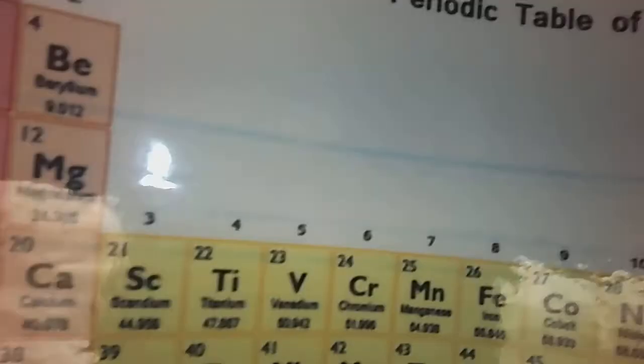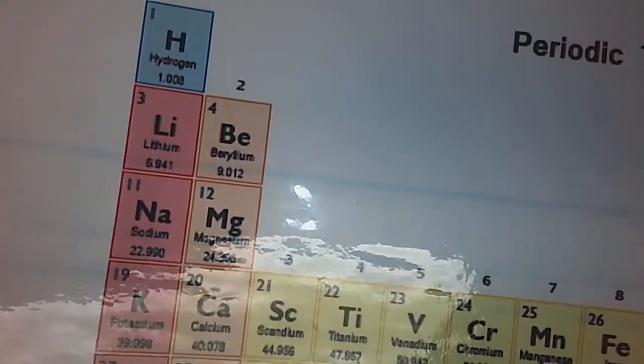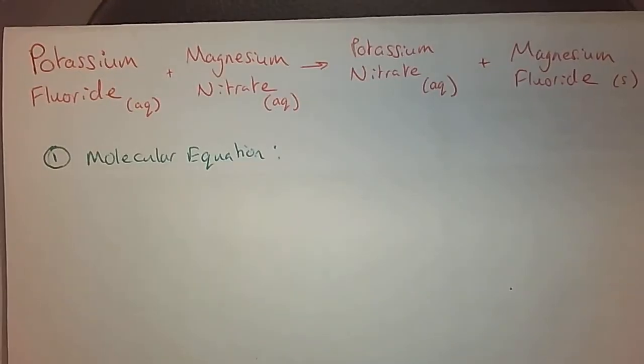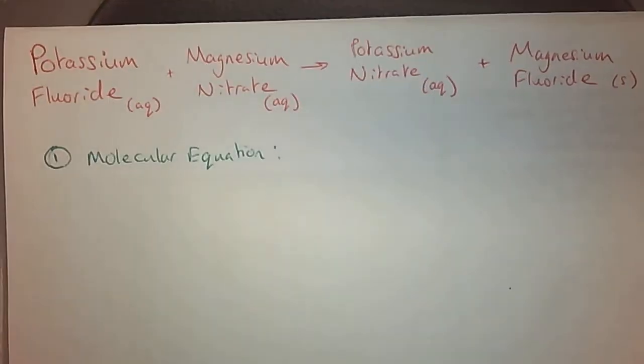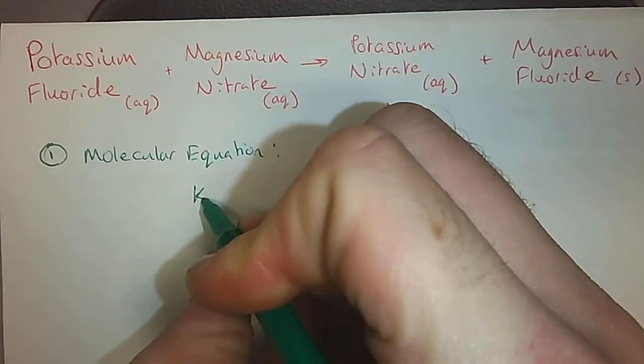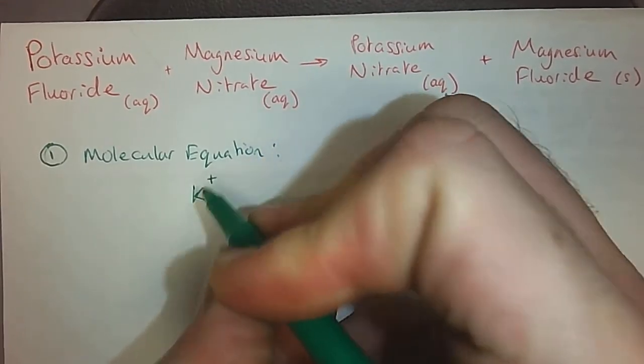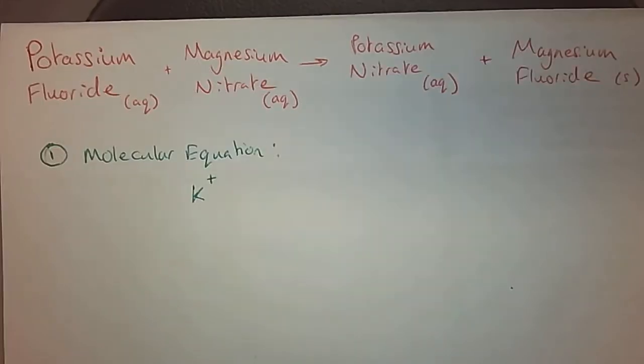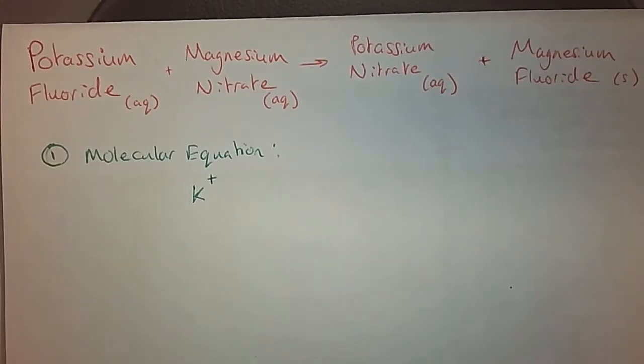Where's our potassium? Well, there it is. It's in group 1. So think about what kind of ion it makes. It makes a plus ion because it's only got one valence electron to get rid of before it gets that stable electron arrangement.